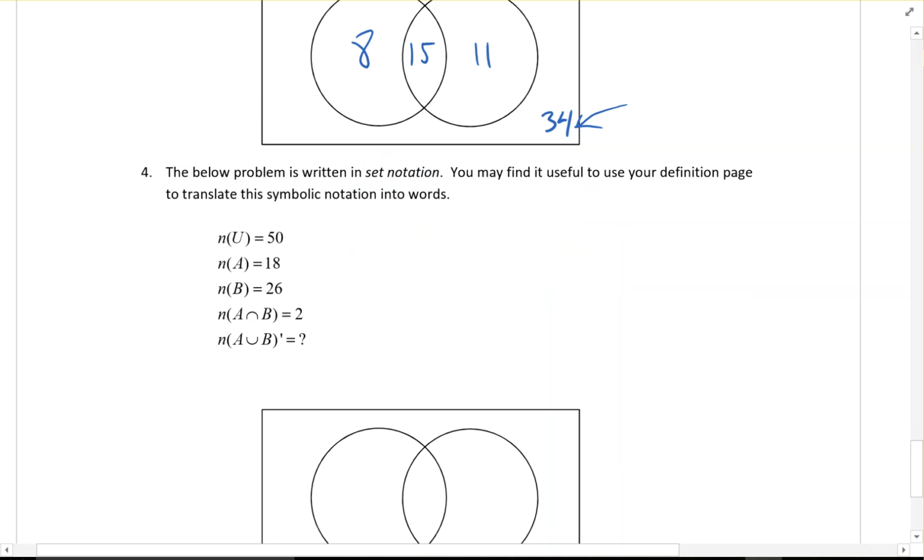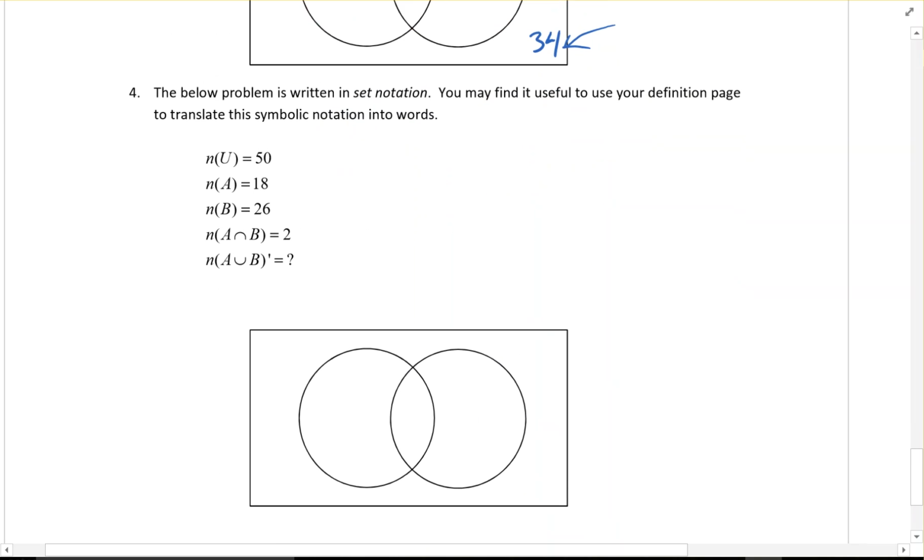Right, okay. Now, something new. The practice problem is written in set notation. You may find it useful to use your definition page to translate this symbolic notation into words. What we have here is things written with these notations, but we're going to use the definitions you've done to decode this.